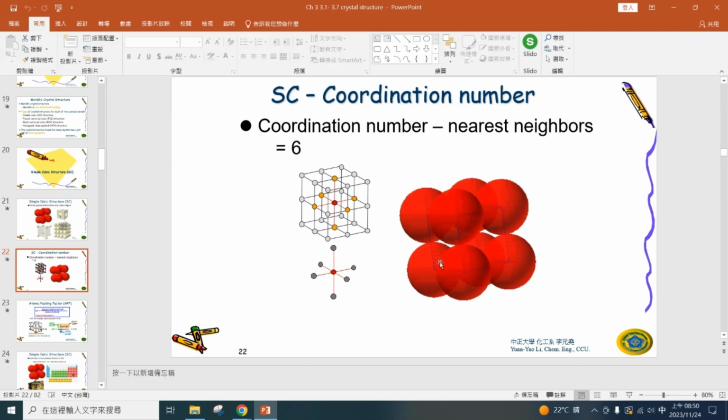So for example, if we point this atom, how many atoms nearby this atom is called coordination number. For example, this one, if we regard this one as this one here, there are 1, 2, 3, 4, 5, 6. There are 6 atoms surrounding this atom in the center. So the coordination number is 6. That's what we know. Okay, this is the first term we want to know.